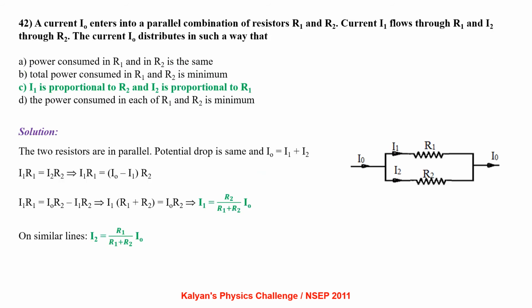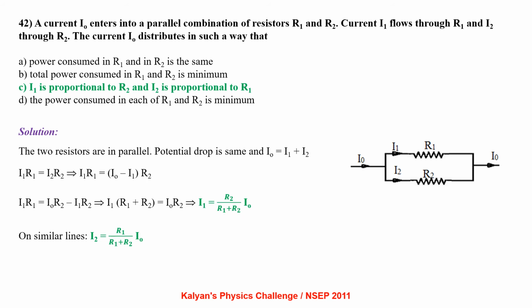A current I0 enters into a parallel combination of resistors R1 and R2. Current I1 flows through R1 and I2 through R2. The current I0 distributes in such a way that: power consumed in R1 and in R2 is the same; total power consumed in R1 and R2 is minimum; I1 is proportional to R2 and I2 is proportional to R1; the power consumed in each of R1 and R2 is minimum. The two resistors are in parallel. Potential drop is the same and I0 equal to I1 plus I2.